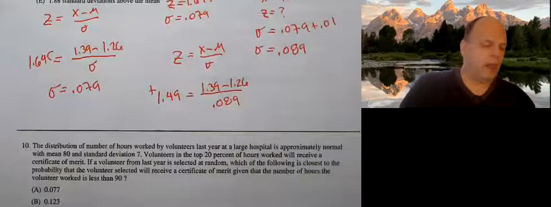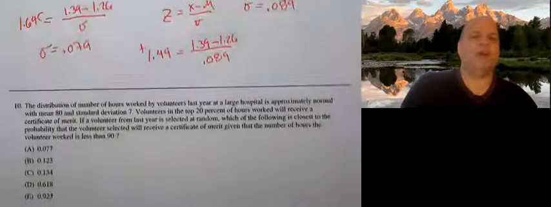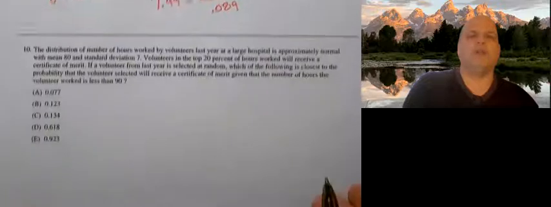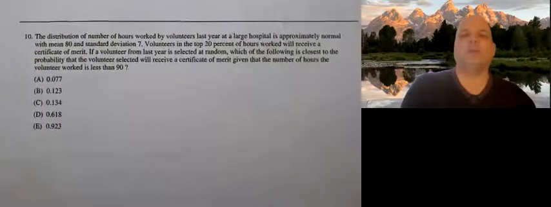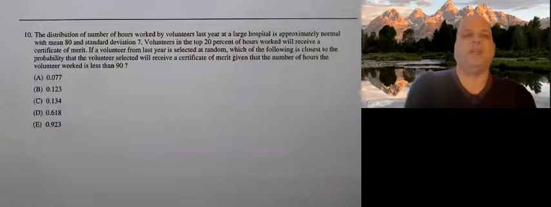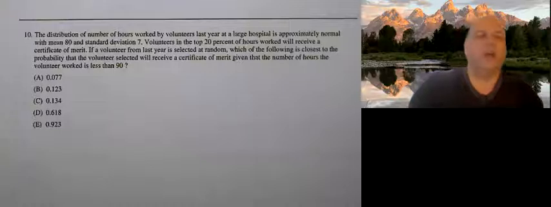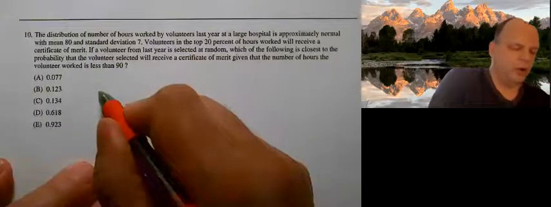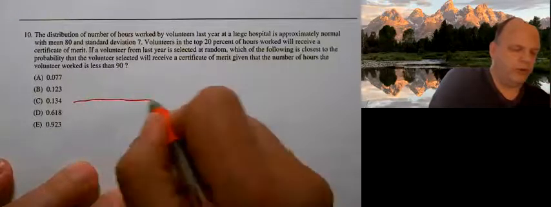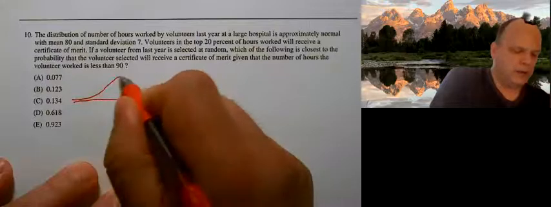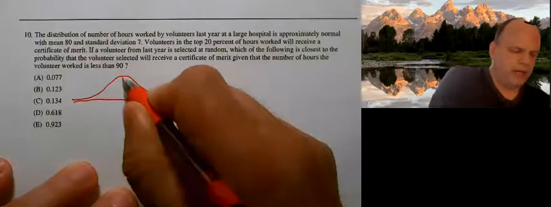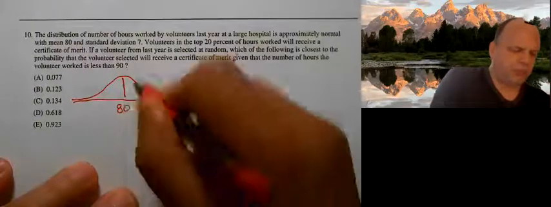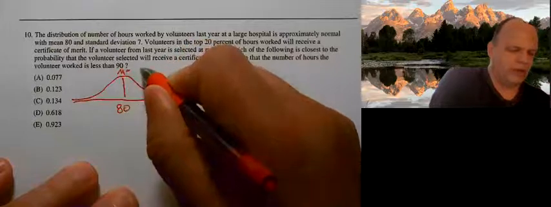All right, moving on. The distribution of the number of hours worked by volunteers last year at a large hospital is approximately normal, with a mean of 80 and a standard deviation of 7. So they're telling us it's normal. So I'm going to go ahead and draw this up. A mean of 80 and a standard deviation of 7.